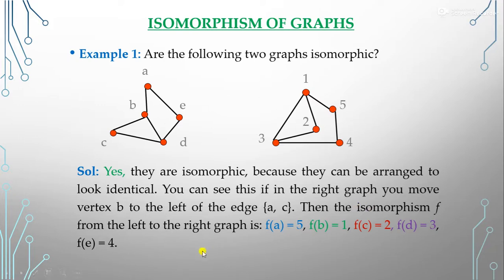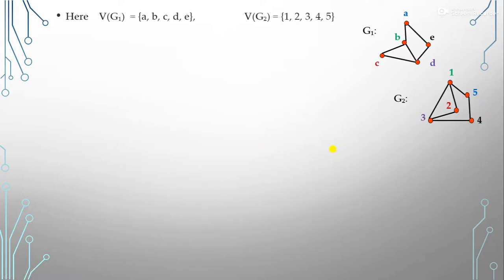Then the isomorphism F from the left to the right graph is F(A) = 5, F(B) = 1, F(C) = 2, F(D) = 3 and F(E) = 4. I think you might find it complicated to find this, so now we can simplify it. First you see that these graphs are isomorphic because they hold the properties of a bijection: F(A) is 5, F(B) is 1, F(C) is 2, F(D) is 3 and F(E) is 4. Now how can we check this?